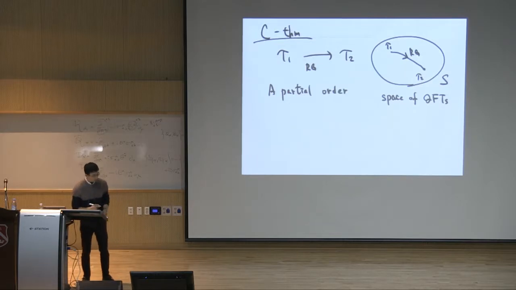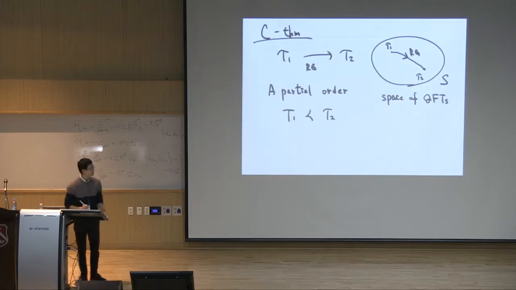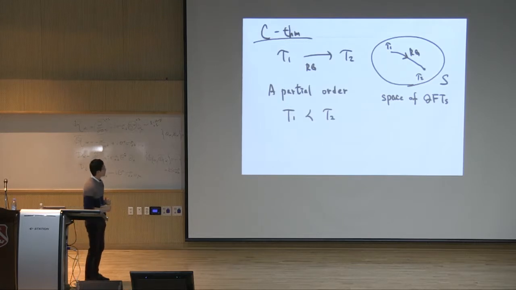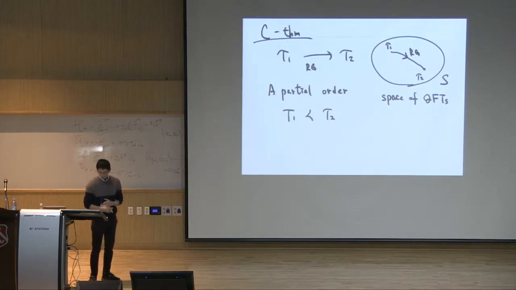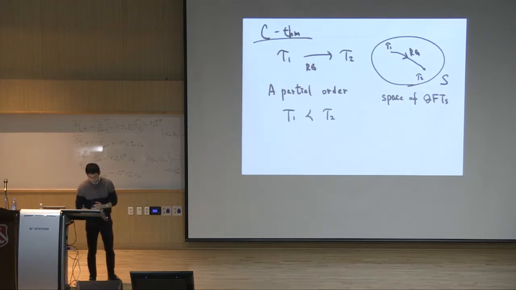When two theories are connected by RG flow, you can define a partial order. I use the same notation as in quantum information theory, where I talked about modularization using partial order on the Schmidt vectors. Similarly, here I want to introduce a partial order for a pair of quantum field theories, T1 and T2. Partial order means that there are many theories which cannot be connected by any RG flows. So in that sense, it's a partial order.